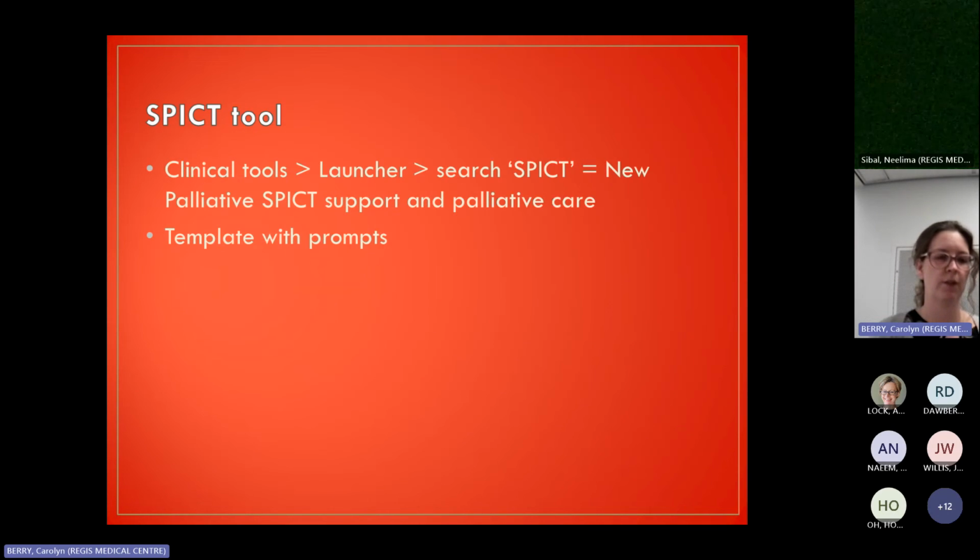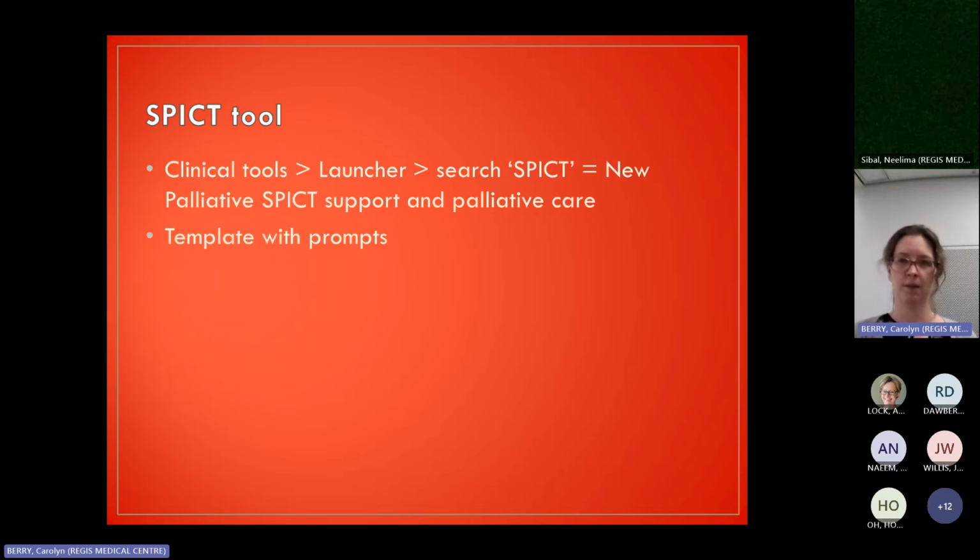This is just to show you as well that the SPICT tool is embedded. I'm talking about System 1. I'm sorry, I don't know EMIS for those of you that use EMIS, but I suspect it's probably in both. The SPICT tool can be found as an already established template on System 1, and that's just to show you where to find it. It's in Clinical Tools, Launcher, search for the SPICT, and you come up with this template called the New Palliative SPICT Support and Palliative Care.